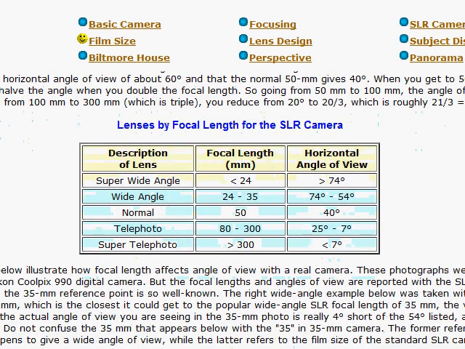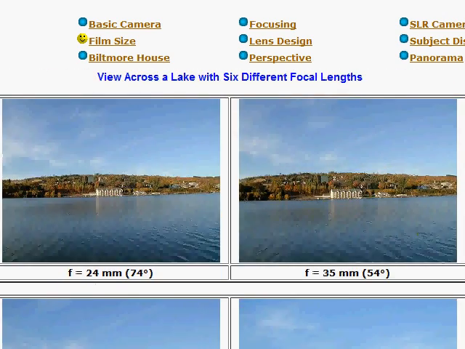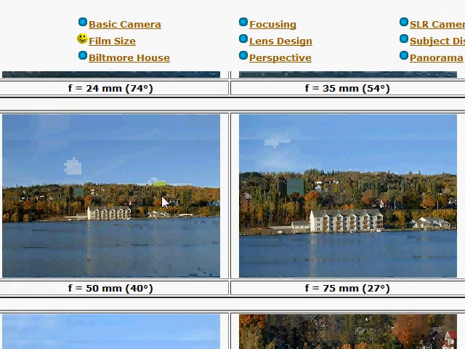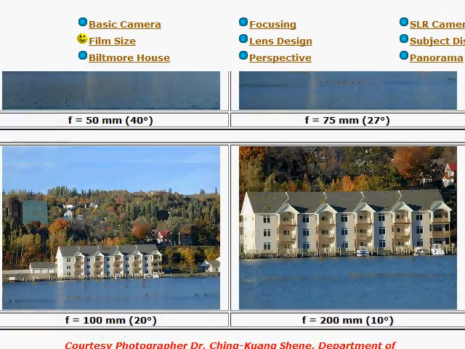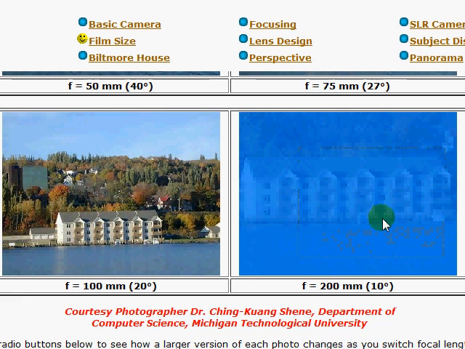For the single lens reflex camera, we have 50 millimeters as the focal length for the normal angle of view, which is 40 degrees. And anything shorter than 50 gives you the wide angle, and anything longer gives you the telephoto effect. Here are some cases: 24 millimeter, 35 millimeter, and the normal 50 millimeter. Here, telephoto. So as we proceed by increasing the focal length, the angle of view gets smaller and smaller.